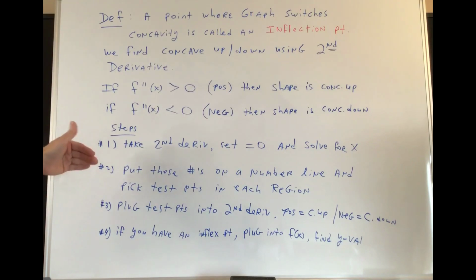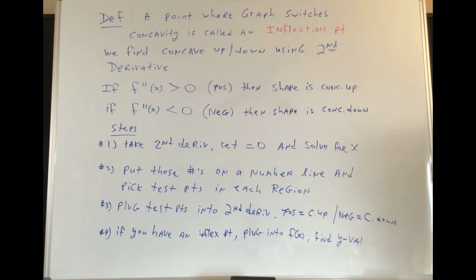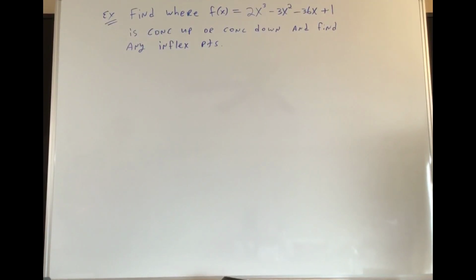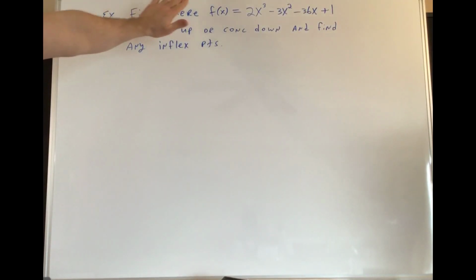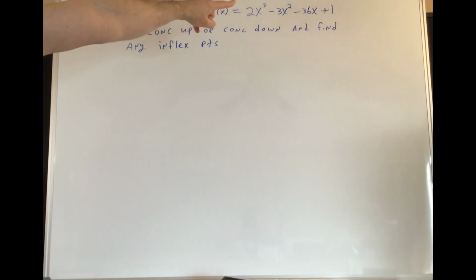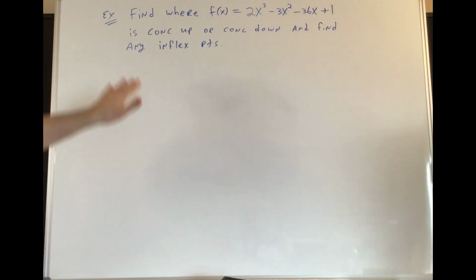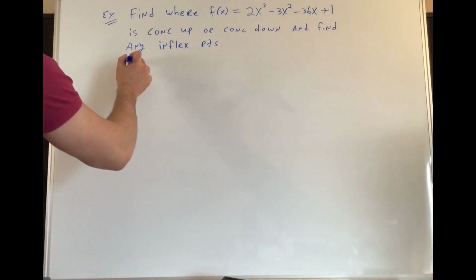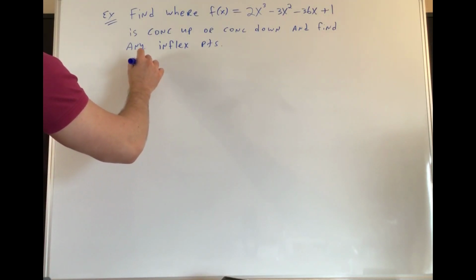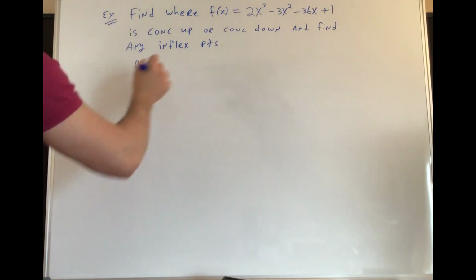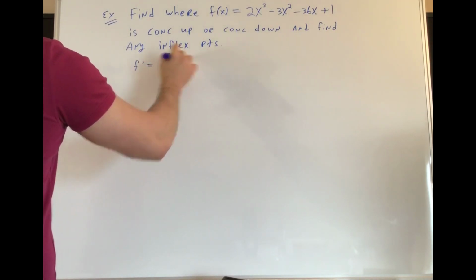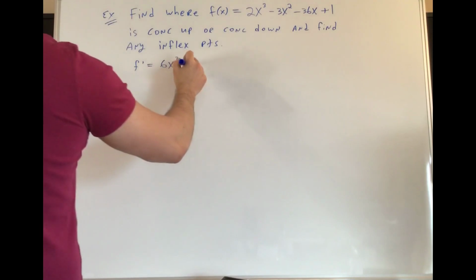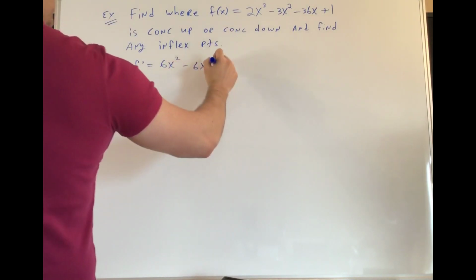I'm going to go through it again with another example, just like I did with increasing and decreasing. Okay, our example. Find where f of x equals 2x cubed minus 3x squared minus 36x plus 1 is concave up or concave down, and find any inflection points. So I need to figure out the second derivative. First, I'm going to figure out the first derivative. 6x squared, right? Multiplied by the power, subtract 1, minus 6x minus 36.